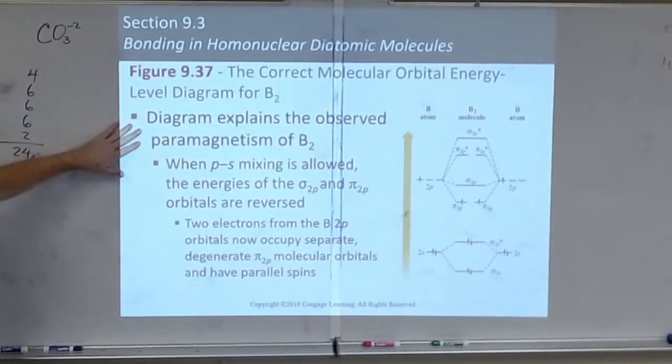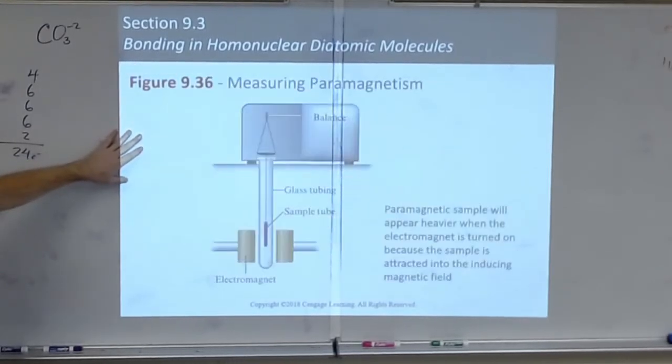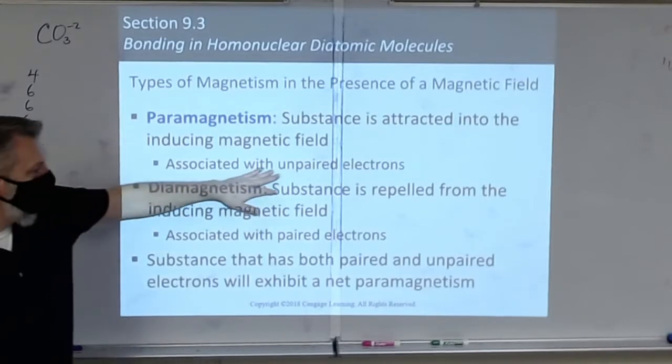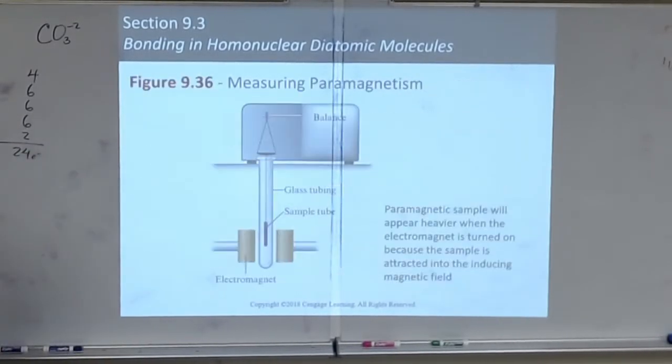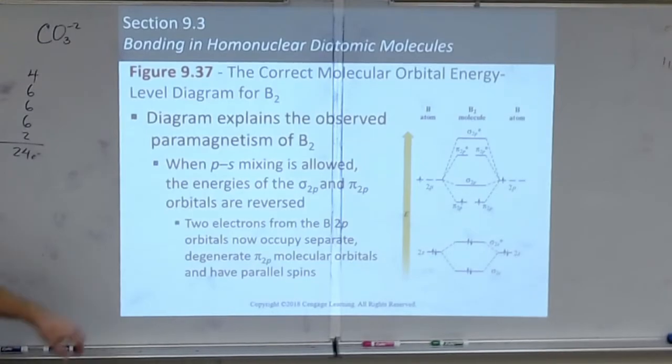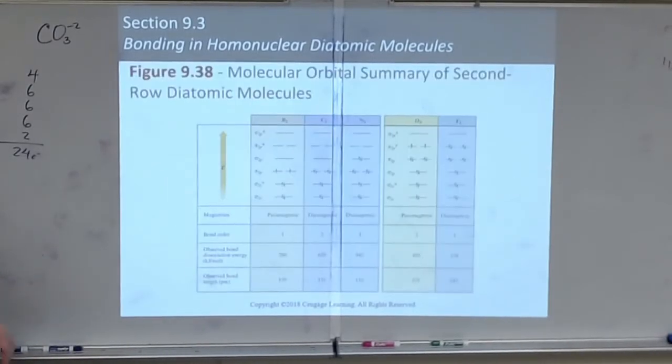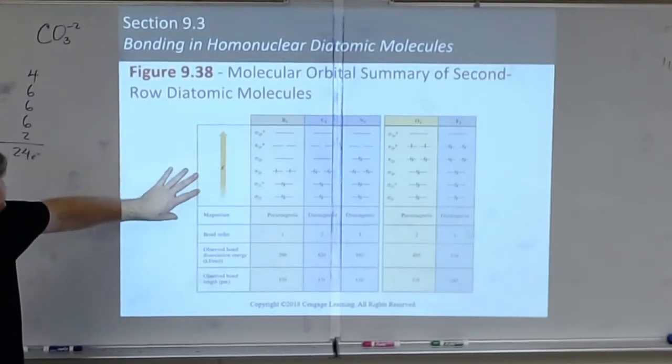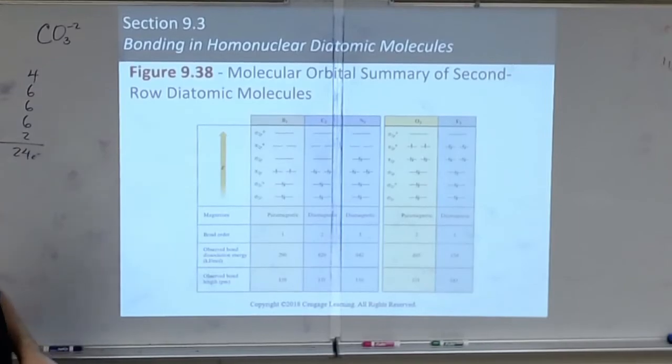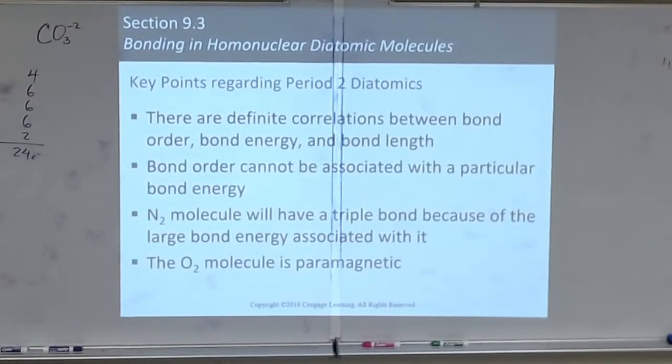This diagram explains the observed paramagnetism of B2, right? Paramagnetic means we have unpaired electrons. When s-p mixing is allowed, the energies of these orbitals are reversed, and two electrons now occupy separate orbitals and still have parallel spins. We're not going to dig into this a whole lot. I just want you to see this, and read that chapter.